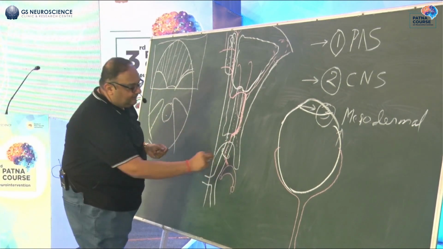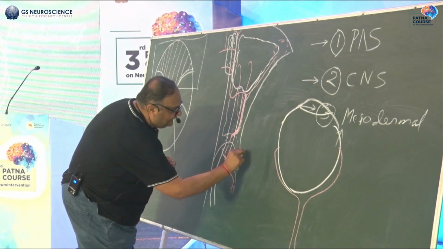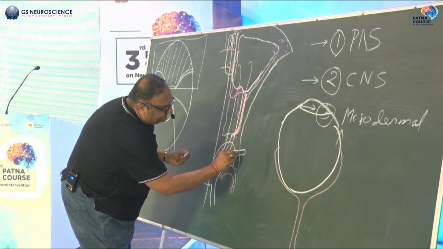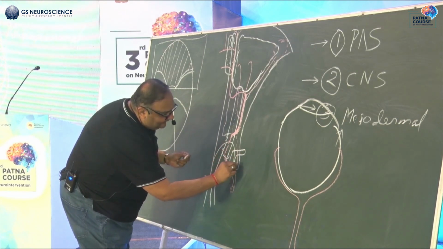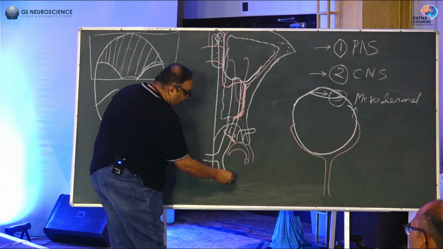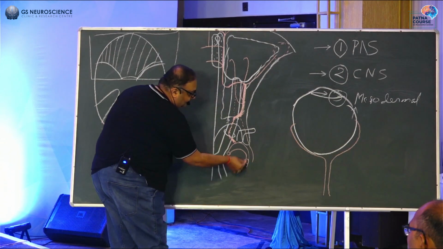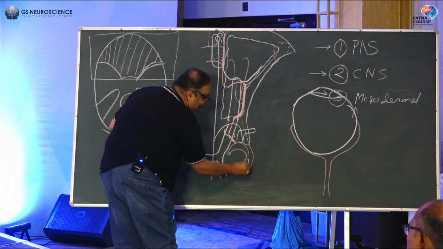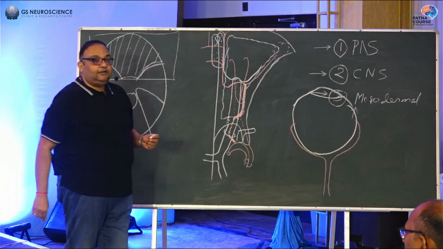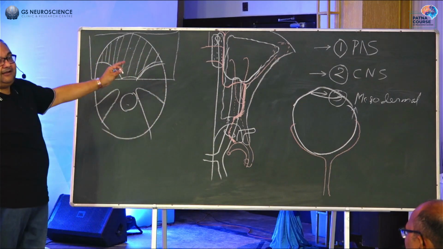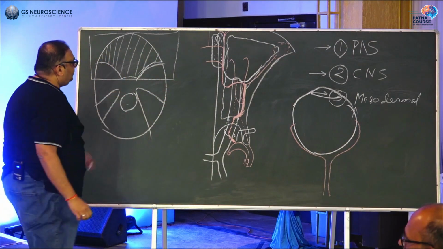This branch is going to come out via the superior orbital fissure, and ultimately it's going to go back and anastomose with a branch of the ICA in the cavernous sinus, that is the ILT. So whenever you're talking about the orbit, the orbital vascularization, this is what you have to understand.